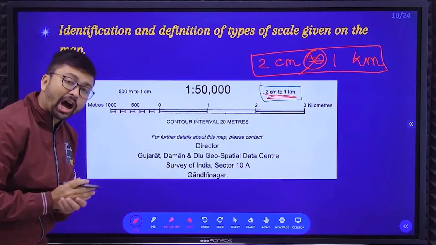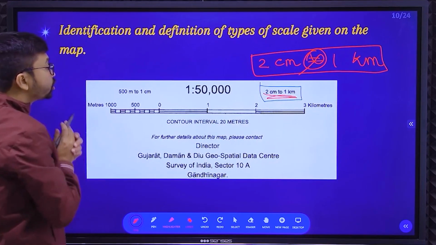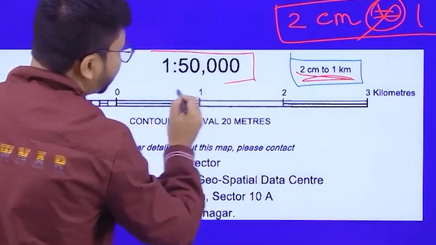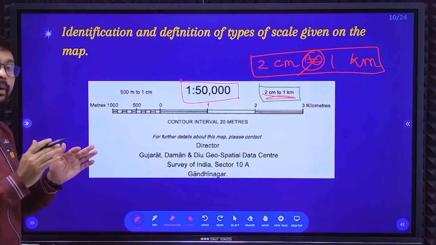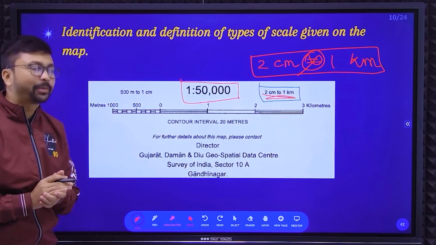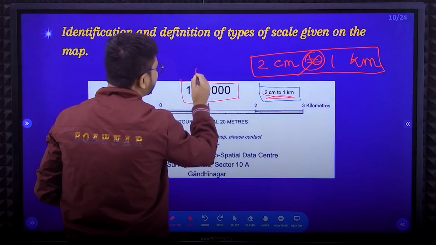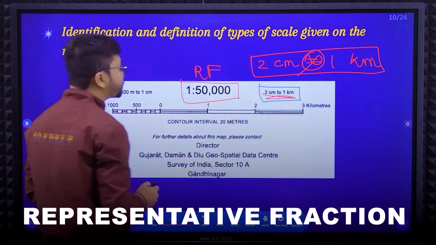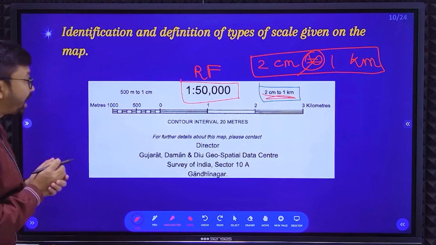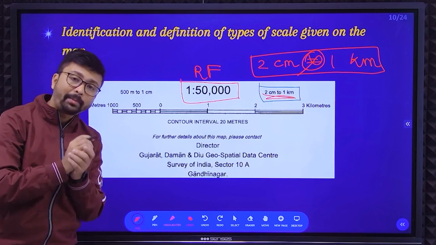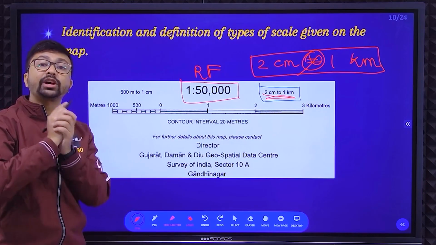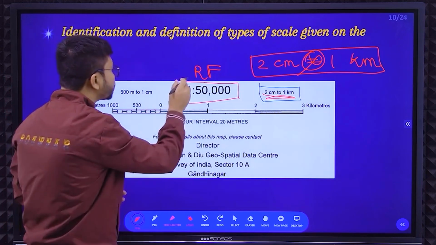Next, the RF or representative fraction. What is the representative fraction given on the map? This is the representative fraction, 1:50,000. Remember, those scales will always be the same whatever topographical map you get. The RF means representative fraction. Representative fraction 1:50,000 means 1 centimeter or 1 inch on the map is actually 50,000 centimeters or 50,000 inches on the ground. So that is the RF.